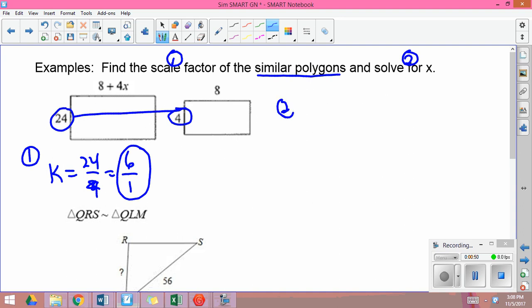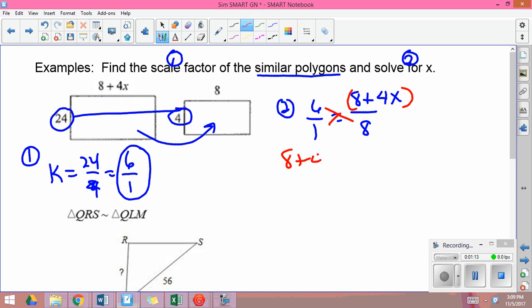My second part of the problem is to actually solve for x. So I can either use 24 over 4 or I can use my reduced 6 over 1. Since I went from the big to the little, I have to put the big side, 8 plus 4x, on the top, the smaller one on the bottom. We're going to put our parentheses in before we cross multiply. We have 8 plus 4x equals 48. Subtract 8 from both sides, divide by 4, and x is 10.